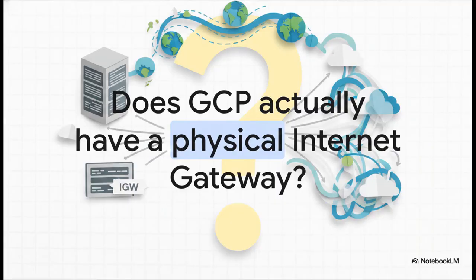So, let's jump right in with a question that honestly trips up a lot of veteran cloud architects transitioning between platforms. Does Google Cloud actually have a physical internet gateway? In the AWS world, the internet gateway is a tangible, provisioned resource. You can easily point to it. But when you switch gears to GCP, the answer gets a whole lot more nuanced, and understanding exactly why that is is absolutely crucial for unlocking highly scalable network designs.